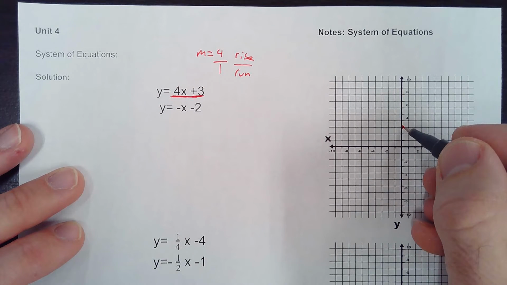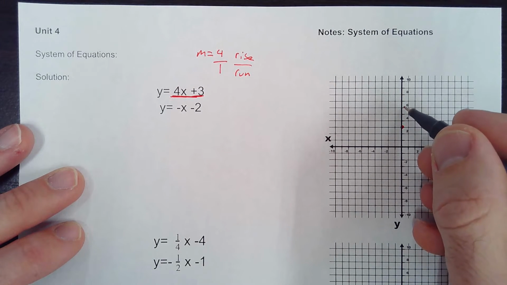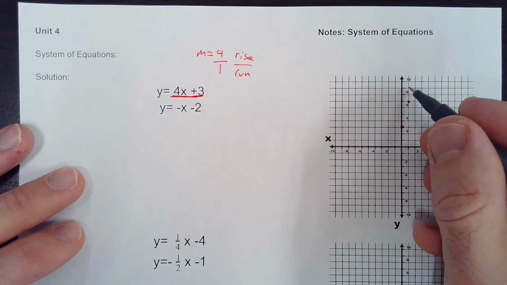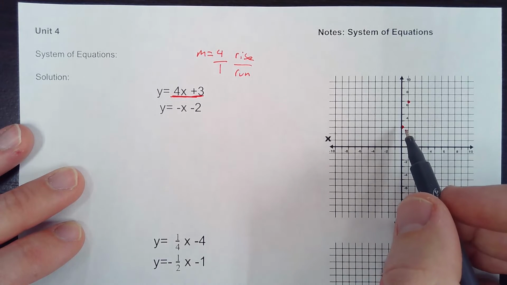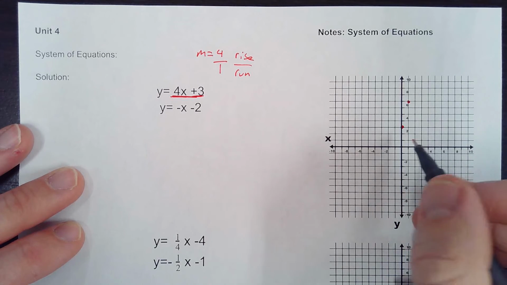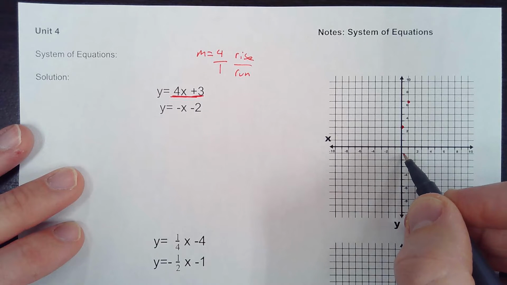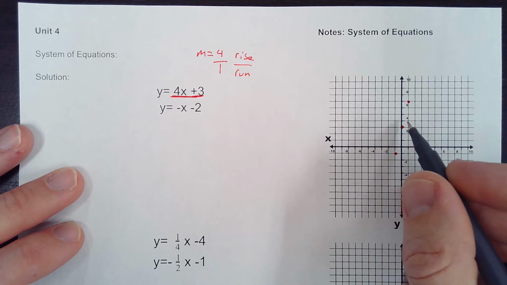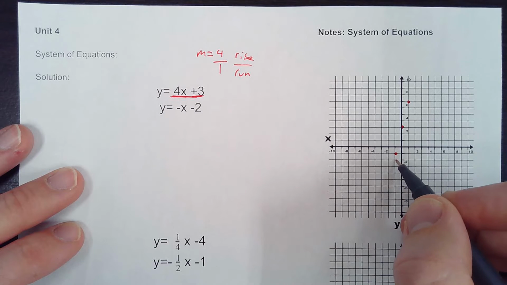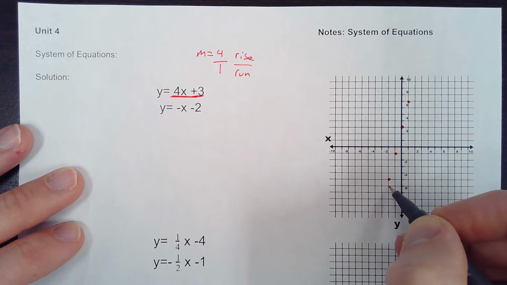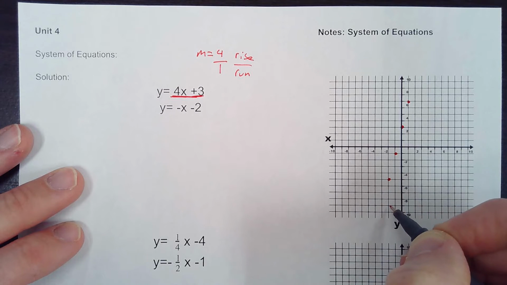So to graph that, we go up 1, 2, 3, 4, to the right 1. Up 1, 2, we'd go off the graph. So we're good there. Now let's go down also to kind of extend our line. So go down 1, 2, 3, 4, and I'm going to go left this time. Since I went down, I need to go left. 1, 2, 3, 4.